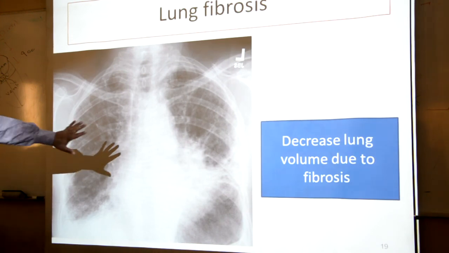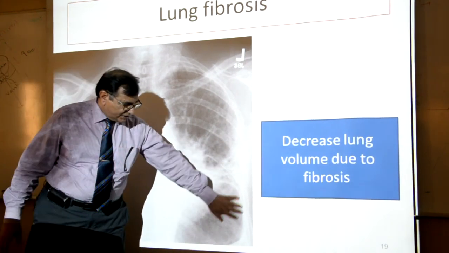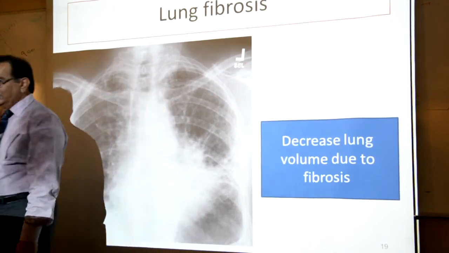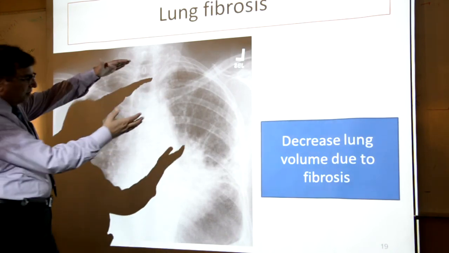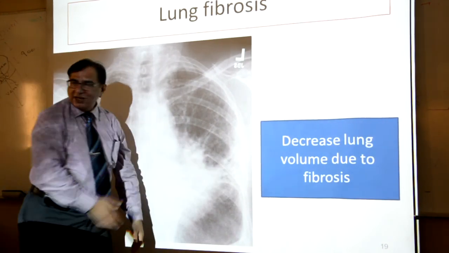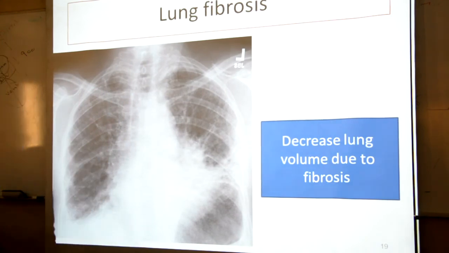This is the one lung, this is the fibrosis, this is the gaseous distension of the stomach. Because the volume is decreased, the lung has been shrunken. So the diaphragm moves up, and the stomach bubble, which is distending, also shrinks up.